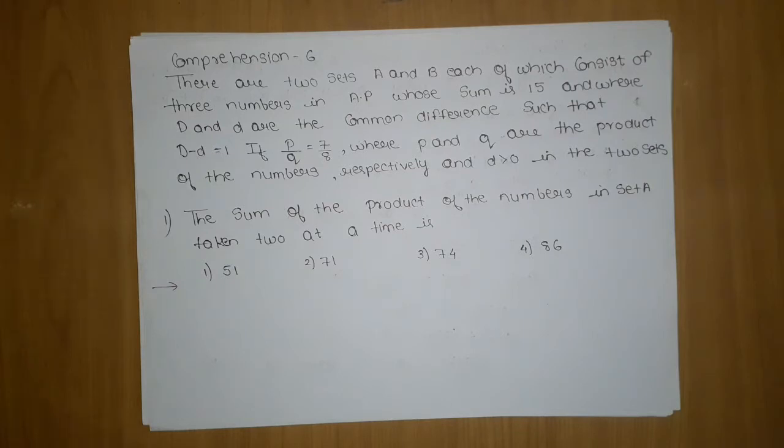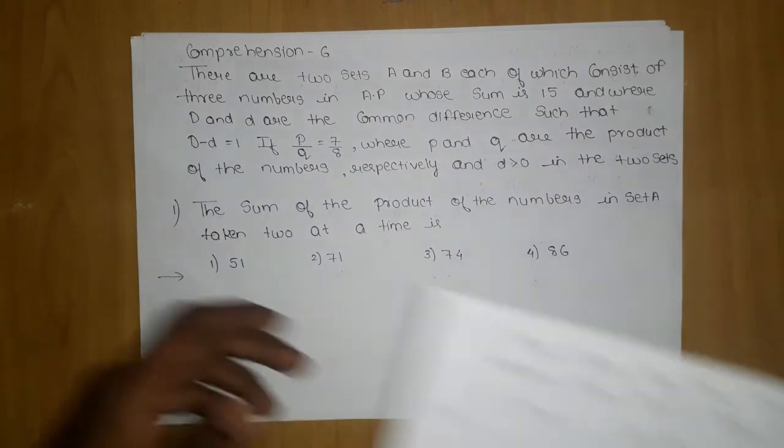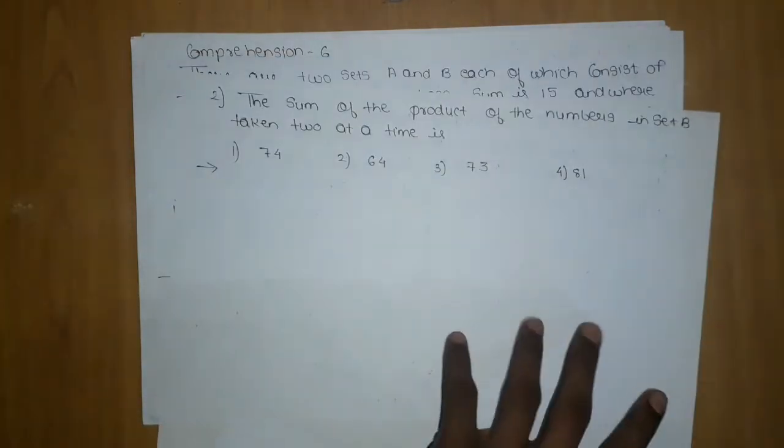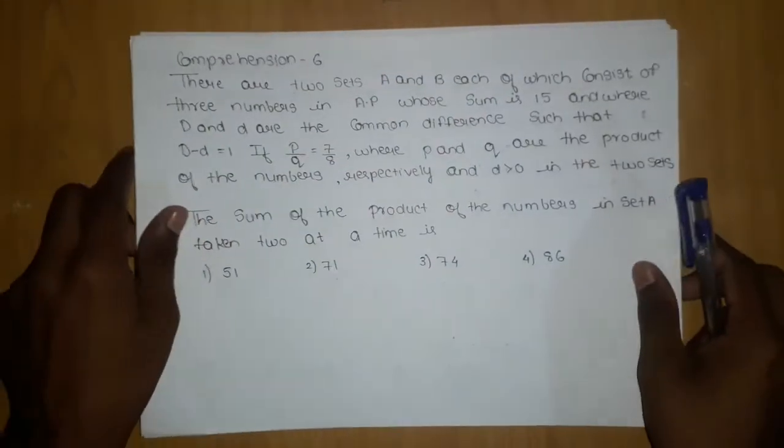In the two sets, first find the sum of the products of the numbers in set A taken 2 at a time. There are 3 numbers in the set. The next question they are asking is the sum of the products of the numbers in set B taken 2 at a time, the same question. And the third question, the value of Q minus P. Fine. Now let's begin with the problem solving.